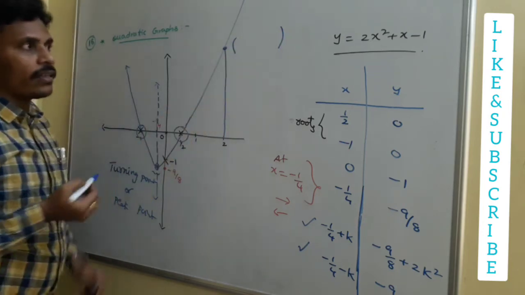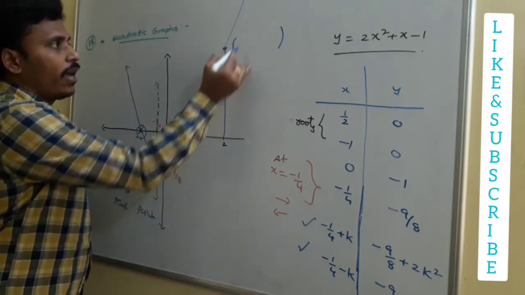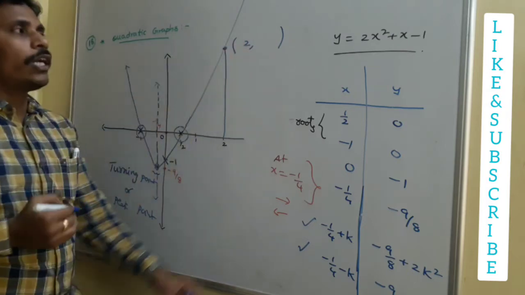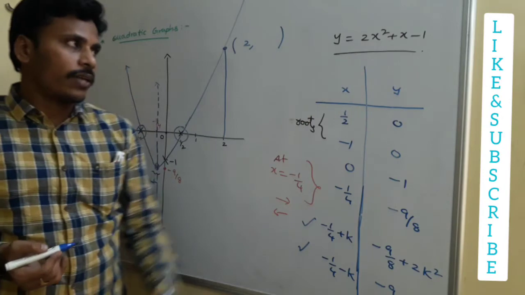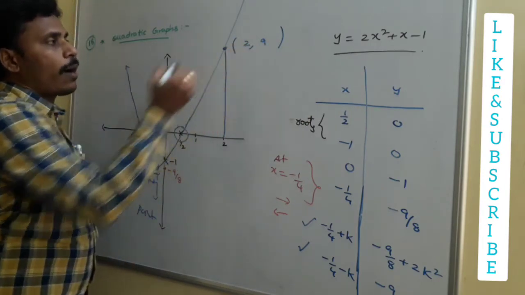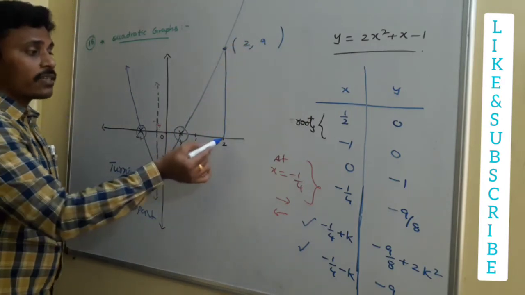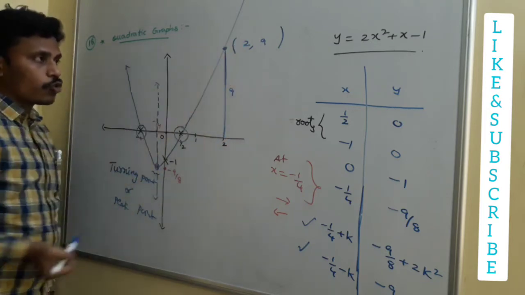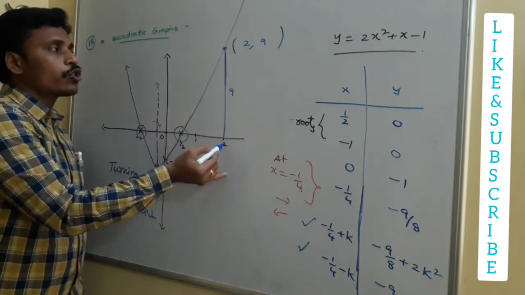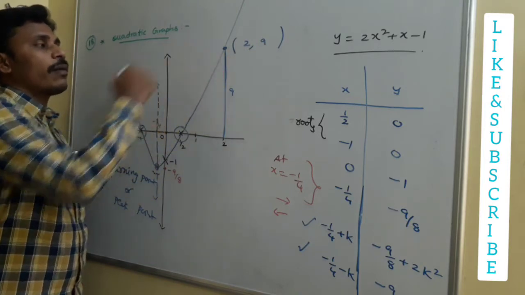If you wish to locate the coordinates of that particular point at x equals 2, you need to calculate 2 squared, 4, 2 times 4, 8, plus 2, 10, minus 1, 9. 2 comma 9 is the point. In the sense that at x equals 2, this length is 9 units, is it right? Because the point is 2 comma 9, no? So at x equals 2, this length is 9, and the graph is above the x-axis.